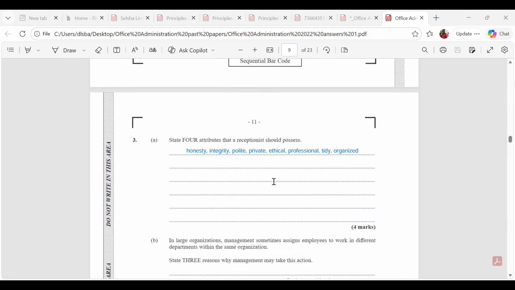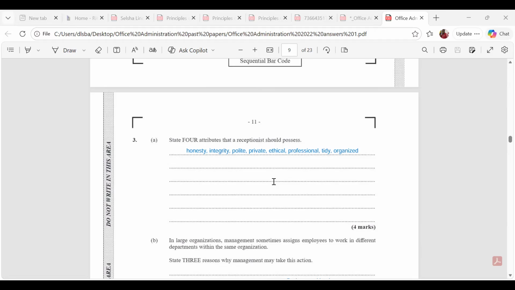In a large organization, management sometimes assigns employees to work in different departments within the same organization. Why would management do that? Assign employees to work in different departments. Because it would be easier to get information from one group rather than having to go source for multiple people. Say that again? Because it would be easier dealing with one group of persons specialized in that field rather than going and find different persons for the same information that you want.